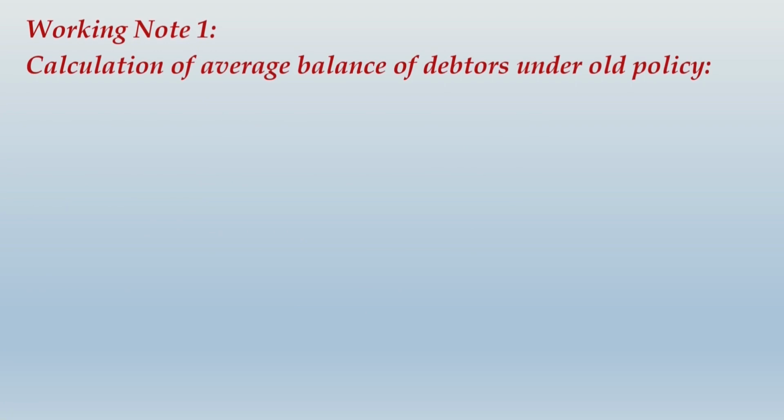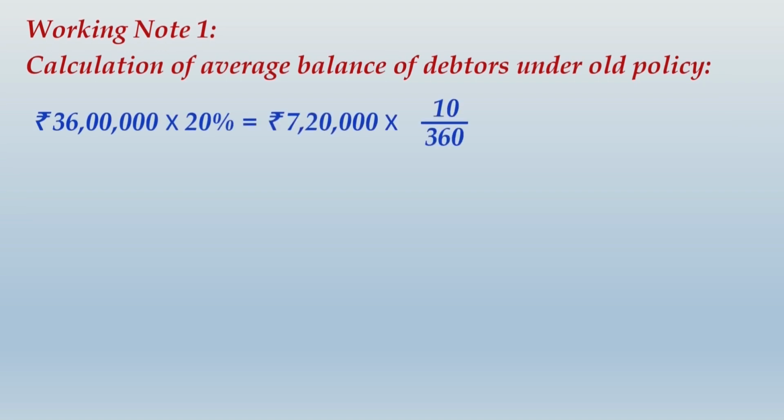How will you compute the average balance of debtors under old policy? It will be 36 lakhs into 20%. That gives you 7,20,000. This 7,20,000 will be collected within 10 days. So the average balance is 20,000.